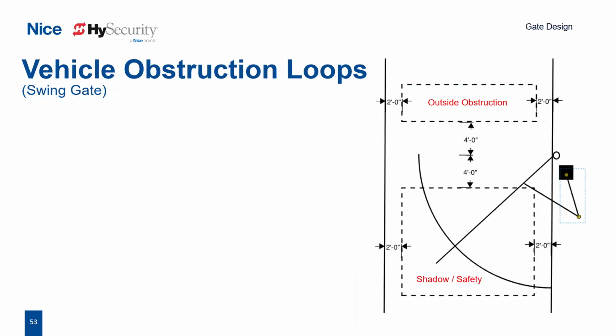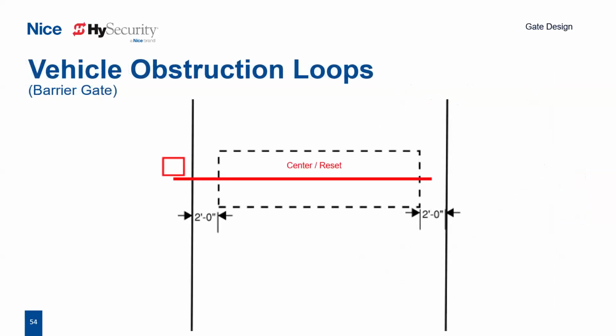Our preferred vehicle obstruction loop layout for swing gates. Again, we're going to have that outside obstruction loop on our unsecured side of the gate panel, 4 feet and 2 feet from the curb. And then we're going to have a shadow or safety loop, which is going to be located out there in the arc of your swing gate. For barrier arms, these are typically going to be centered under the arm as a center or reset loop. For all of these scenarios, once all the loops are cleared, it could start a close timer to close all the gates. Then if another vehicle or card swipe is given, these can also reopen the gates or stop them from closing.